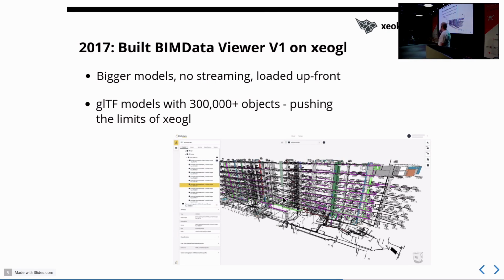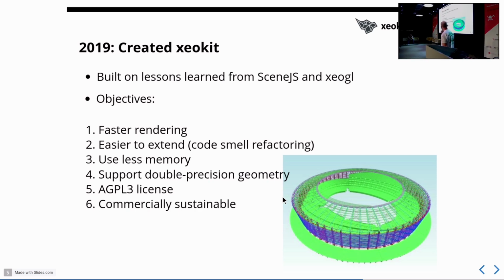But now we're up against IFC models with hundreds of thousands of objects, and it's really hitting the limit here. So we had really big apartment models. Rendering 300,000 objects at 10 frames a second was not acceptable, and although we used geometry batching and instancing and things like that, it still wasn't scaling.